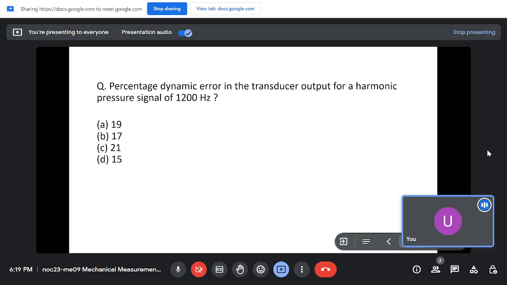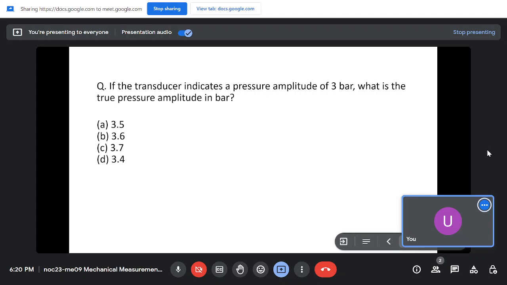So the questions are: the percentage dynamic error in the transducer output for a harmonic pressure signal of 1200 Hz. So for a 1200 Hz harmonic pressure signal, we need to find the percentage dynamic error, and the options are A 19, B 17, C 21, D 15. And the next question is, if the transducer indicates a pressure amplitude of 3 bar, what is the true pressure amplitude in bar?